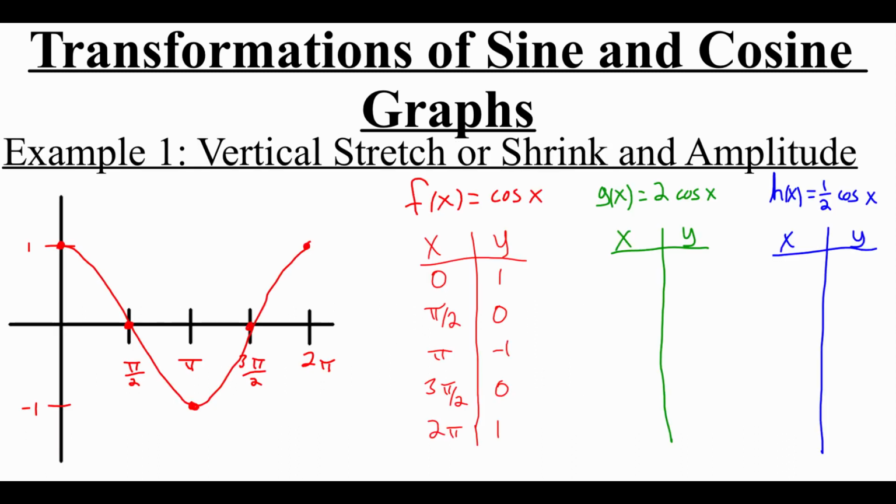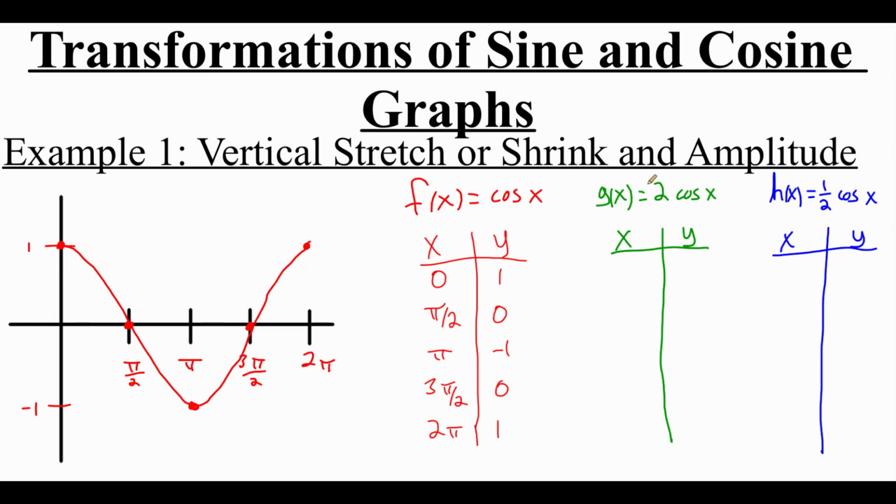Now we're going to look at performing a vertical stretch or vertical shrink by looking at the amplitude of a function. So I've got a copy of our cosine graph that we came up with earlier, and we're just going to use the cosine for this example, but the same information would hold true for a sine graph as well. So I've got that x and y table that we made earlier, and that gave us these ordered pairs that we plotted out on our graph.